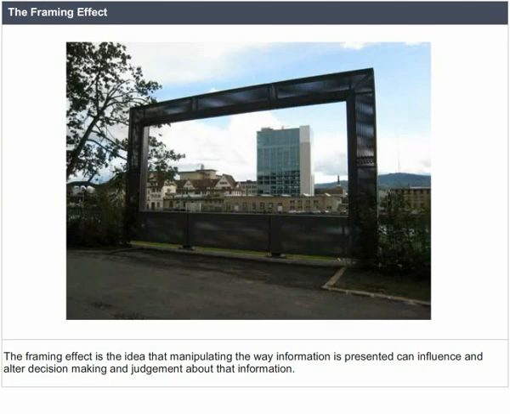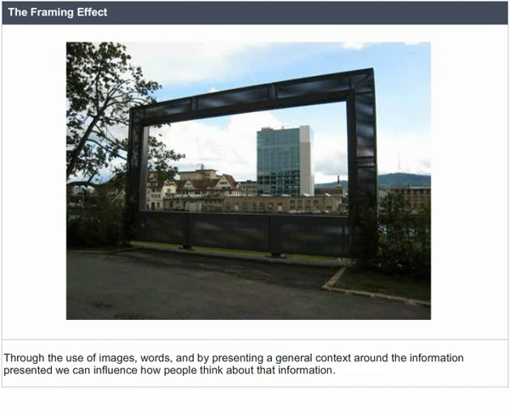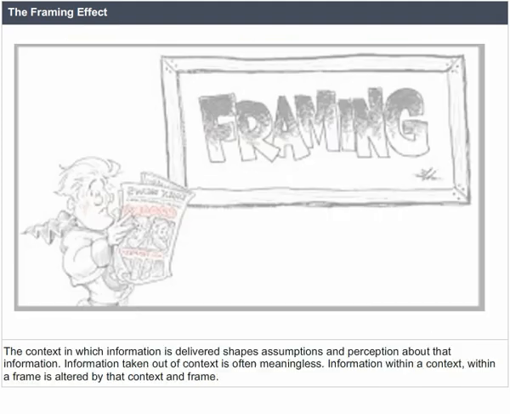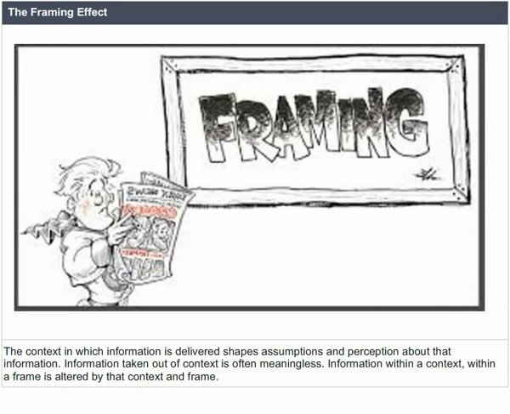The framing effect. The framing effect is the idea that manipulating the way information is presented can influence and alter decision-making and judgment about that information. Through the use of images, words, and by presenting a general context around the information presented, we can influence how people think about that information. The context in which information is delivered shapes assumptions and perception about that information. Information taken out of context is often meaningless. Information within a context, within a frame, is altered by that context and frame.